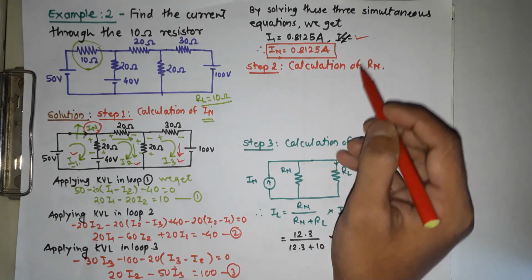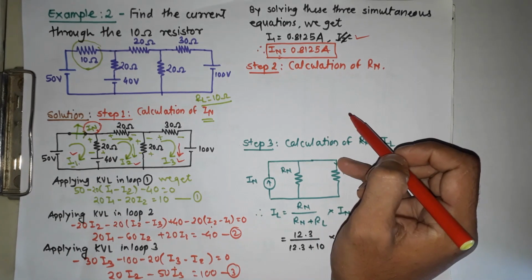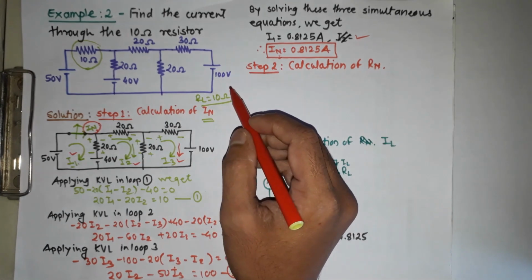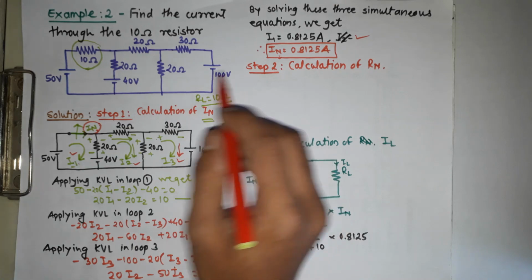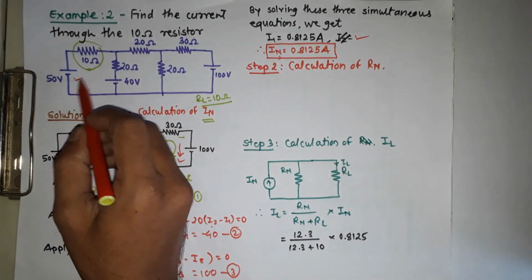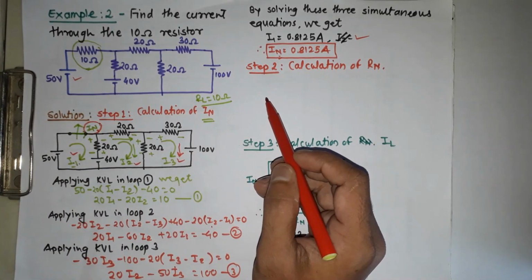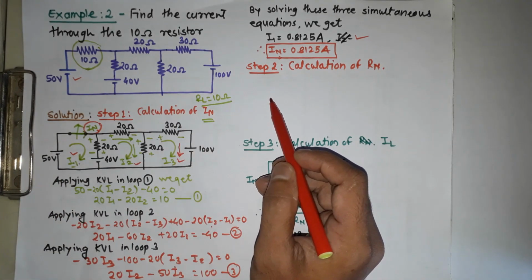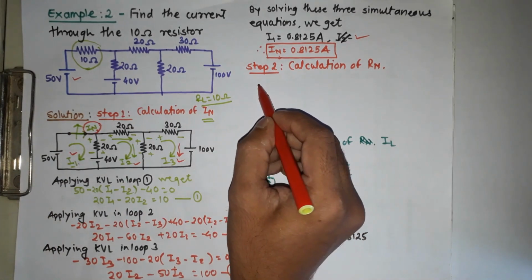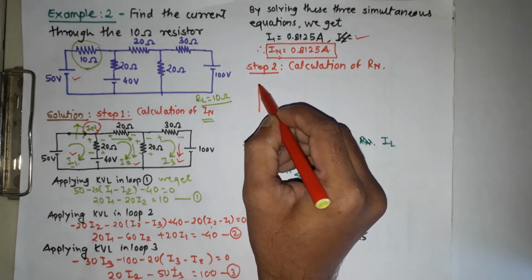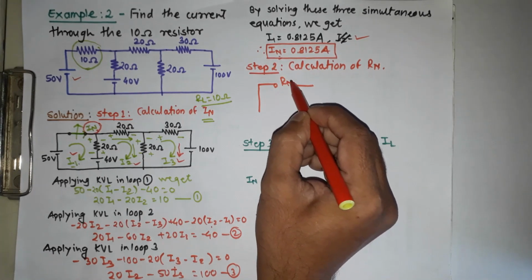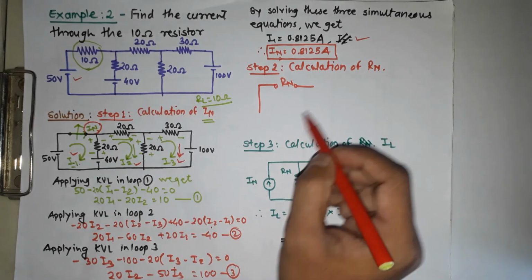Now the second step is calculation of RN. For finding RN, we are replacing all the voltage sources and the current sources by their internal resistances. There is no current source, so we are replacing all the voltage sources by short circuit because the internal resistance of the voltage source is 0. So see here, it is a 50 volt source, so we are short circuiting the 50 volt source. Here it is RL, we are removing the RL, and here we are finding the Norton's resistance.